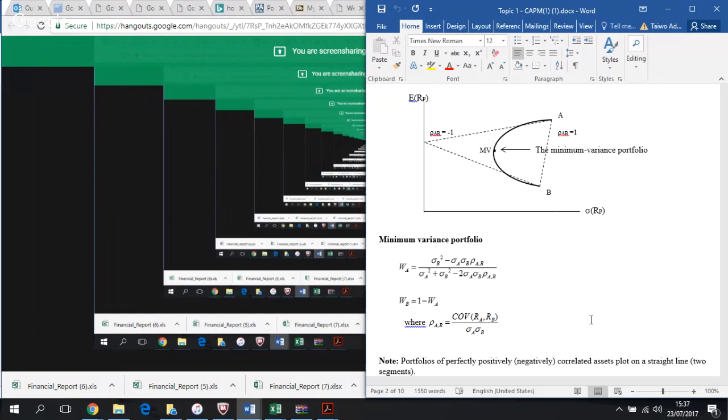So maybe you can just write down the calculation. It isn't terrible. I mean, all of those symbols we understand now.